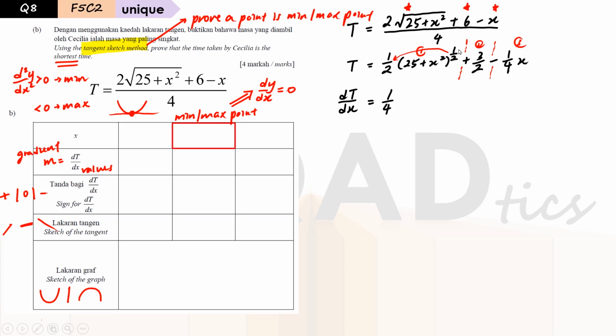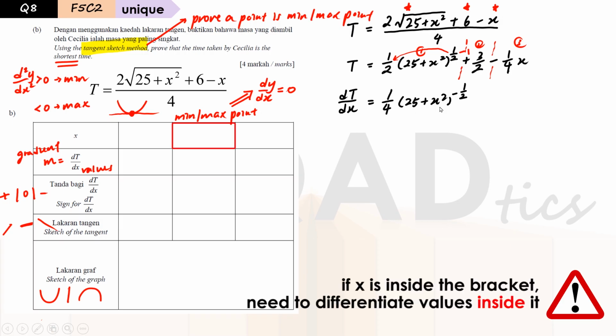And for this part, because there's an x inside this bracket, for the power, we need to minus 1. So now you can see the power here will become negative 1 over 2. For the next step, a lot of students forget, which is because this bracket has an x inside, we need to differentiate the things inside the bracket.